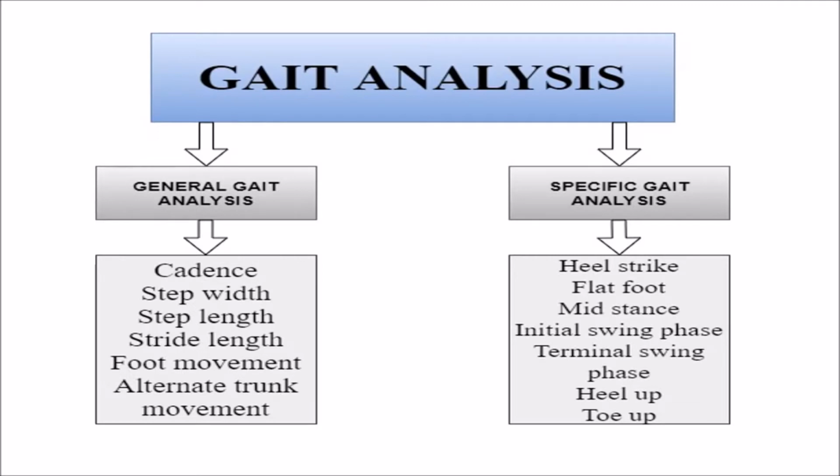Next is the specific gait analysis. What you examine in this is heel strike, flat foot, mid stance, initial and terminal swing phase, and heel up and toe up. In specific gait examination, we check which type of gait it is and we look for every movement at each joint. It is important to make a video of a new patient when they walk so that calculations can be made for the velocity, step length and stride length. In specific gait analysis, you look for whether the gait is normal or pathological.